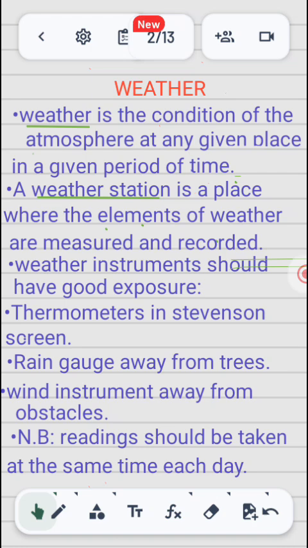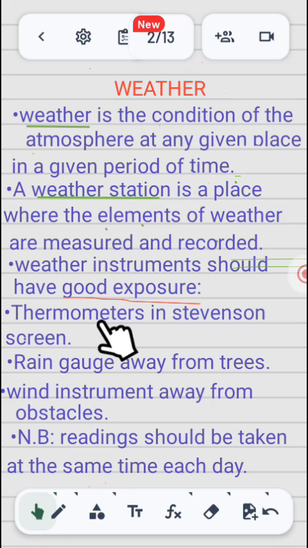Now these elements of weather are measured and recorded at a place which is called a weather station. So a weather station is a place where you measure and record the elements of weather. Weather stations need to record weather very accurately. And how do they do this? Well, the weather instruments need to have what is termed good exposure. This good exposure is a place or location where they're supposed to be placed so that they can receive an optimum amount of the elements that they measure.